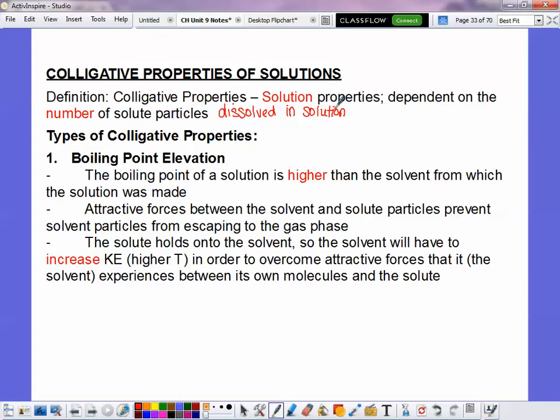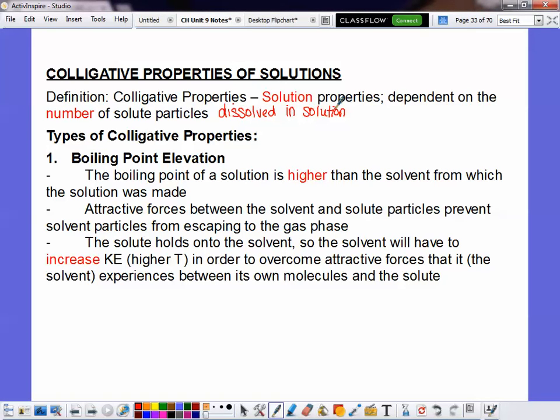So the attractive forces between the solvent and solute particles, those intermolecular forces, see how it's all coming together for this unit? Those attractive forces prevent the solvent particles from escaping to the gas phase, which is what boiling is, going from liquid to gas phase. So we've increased the number of attractive forces. It's like that solute kind of holds on to the solvent, preventing it from escaping to the gas phase.